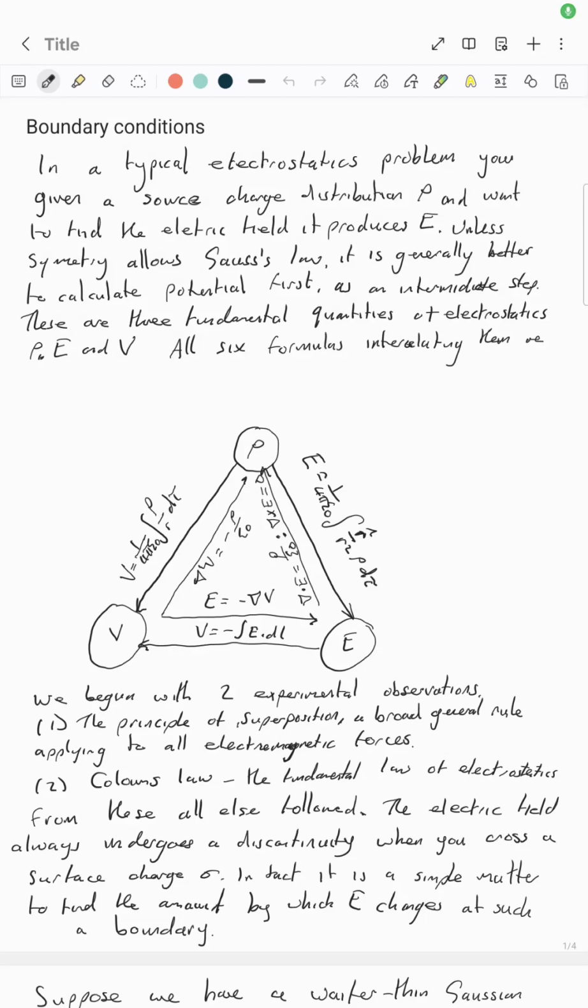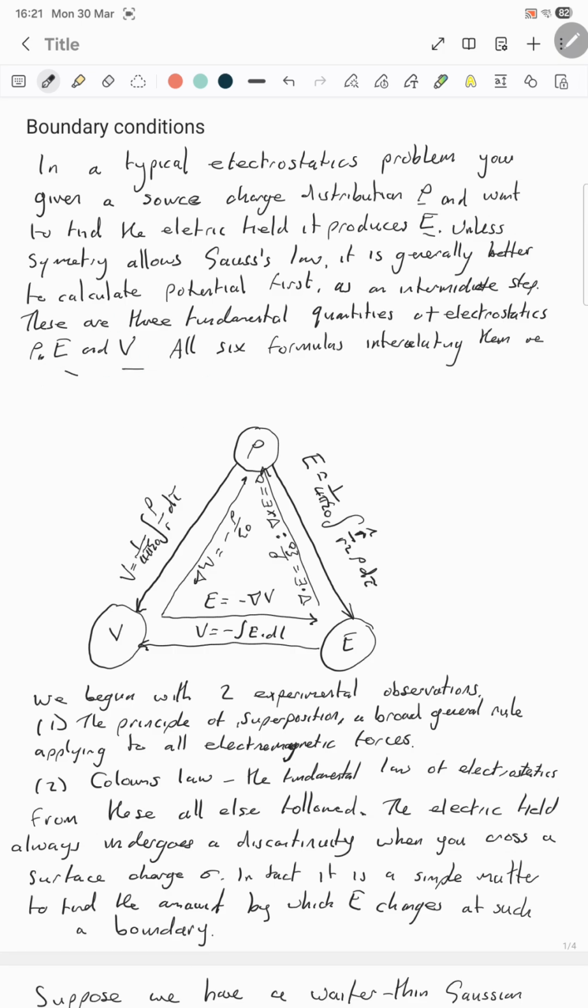Now these are boundary conditions. In a typical electrostatics problem, you're given a source charge distribution ρ and want to find the electric field E it produces. Unless symmetry allows Gauss's law, it is generally better to calculate the potential first. It is an intermediate step. There are these fundamental quantities of electrostatics: ρ, E, and V, which is our potential.